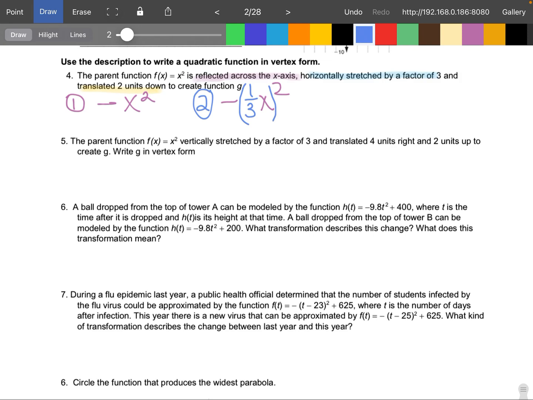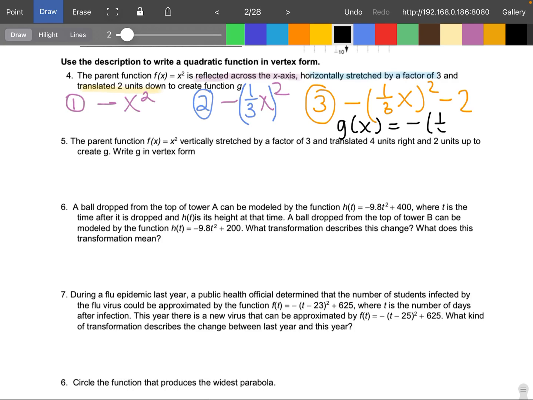Step 3, we're going to carry all of my steps from previously. And now lastly, I'm going to translate it 2 units down. Vertical translations up or down are not in parentheses, and you just do as is. So rewriting everything I have, negative 1/3 x squared. And to go 2 units down, it's going to be down 2, minus 2. So my final answer, because they want me to call it g, would be g of x equals negative parenthesis 1/3 x squared minus 2.